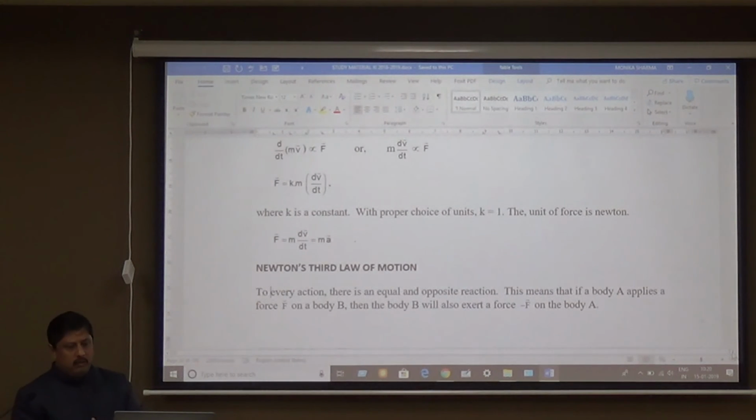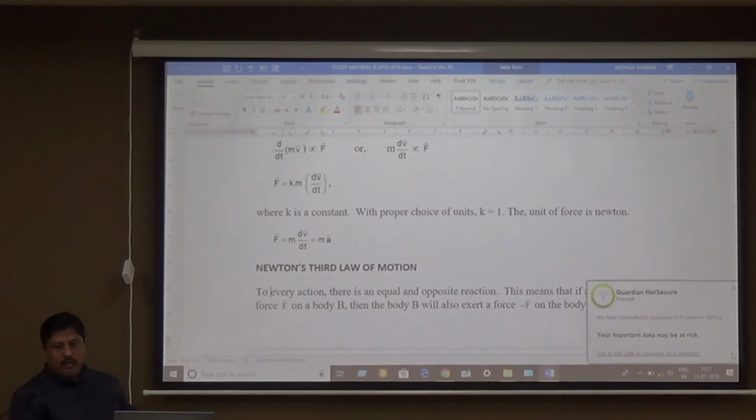You can simply see this in a daily life example. Suppose you are sitting at a table, then you apply a force on the table, and the table is also applying a force. You can see the magnitude is the same, otherwise the table would break. The magnitude is the same, but the direction is opposite. This is Newton's third law of motion.